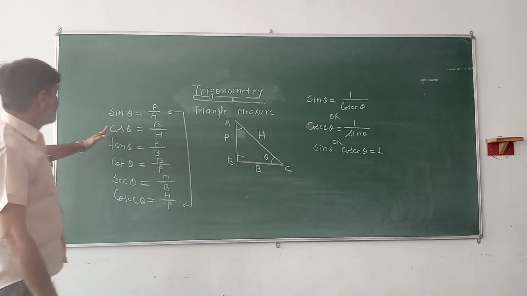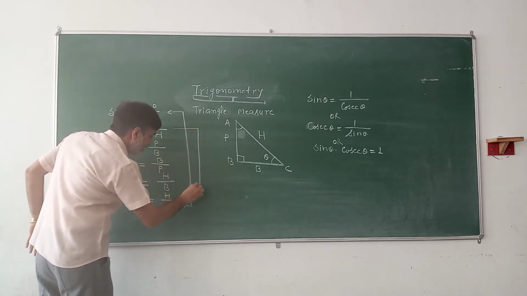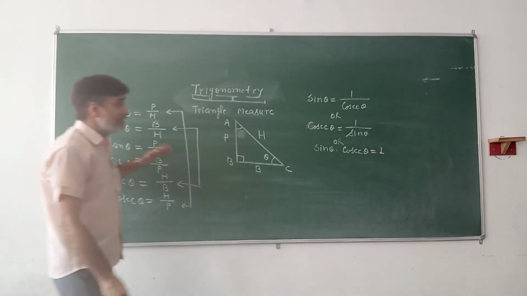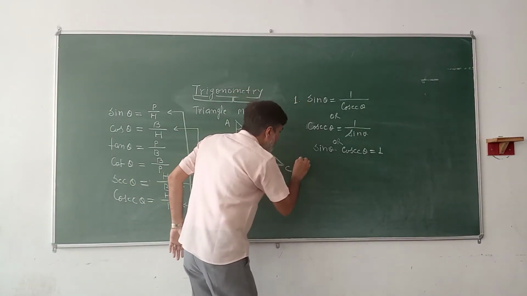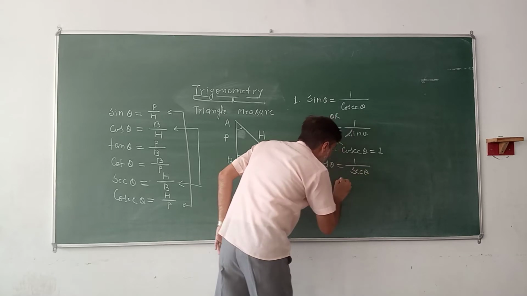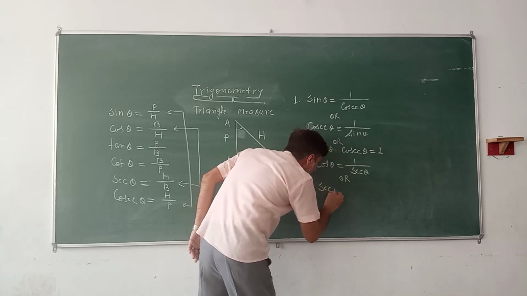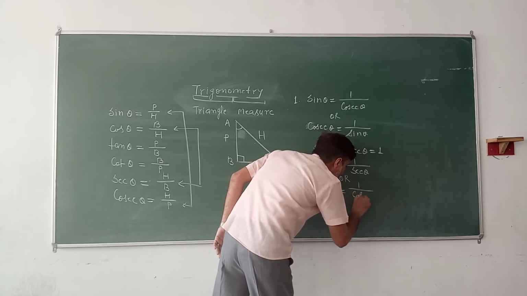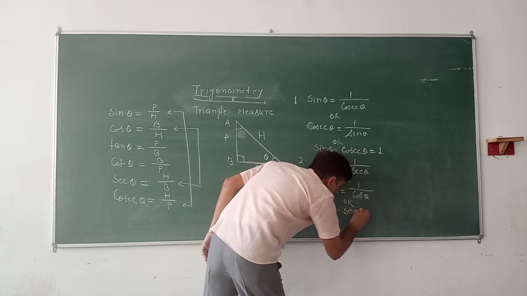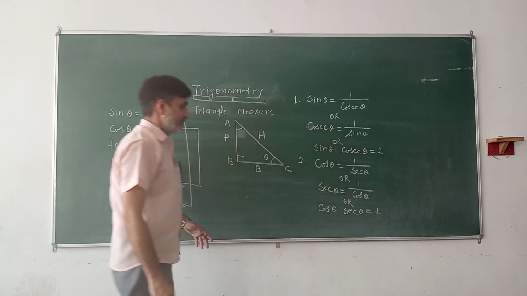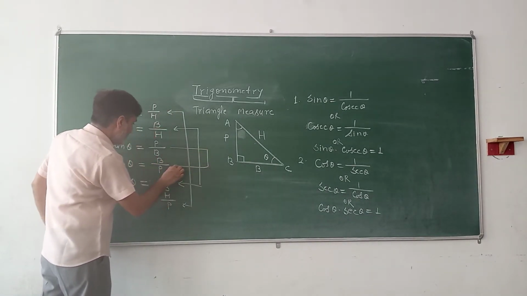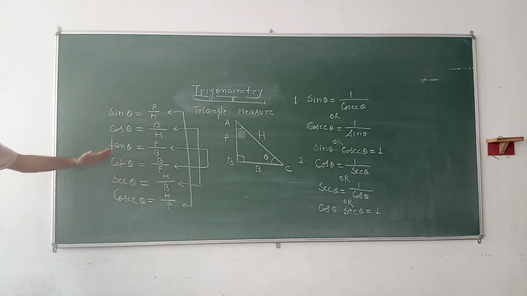Another relation is between cos theta and sec theta. Again these are reciprocal to each other, so this relation can also be written like cos theta equals 1 upon sec theta, or sec theta equals 1 upon cos theta, or cos theta into sec theta equals 1. This is the second relation. Now the third one.